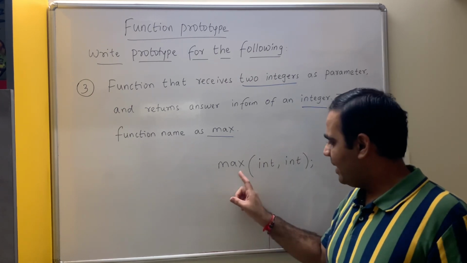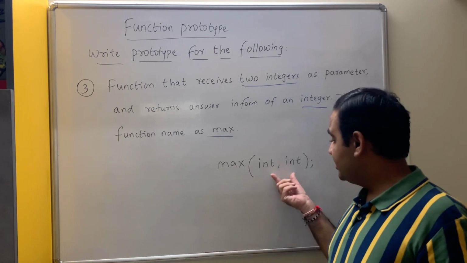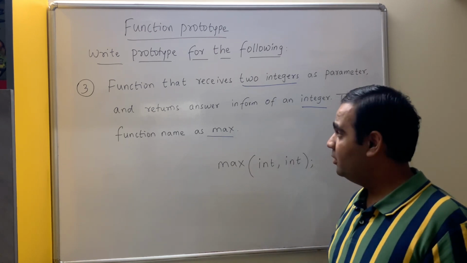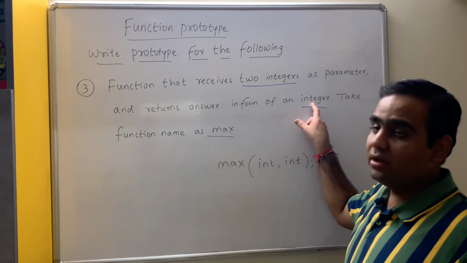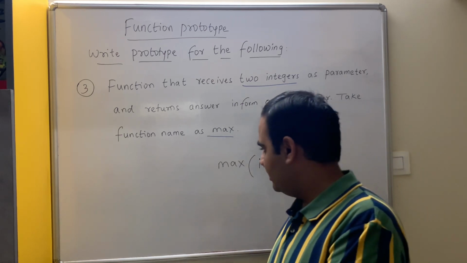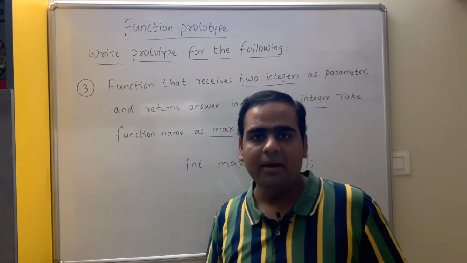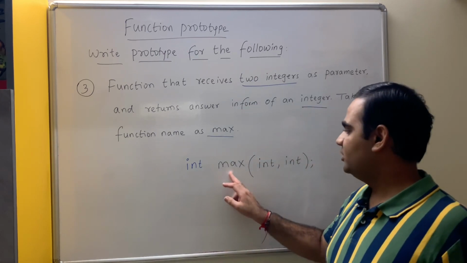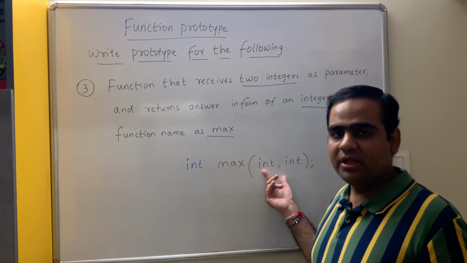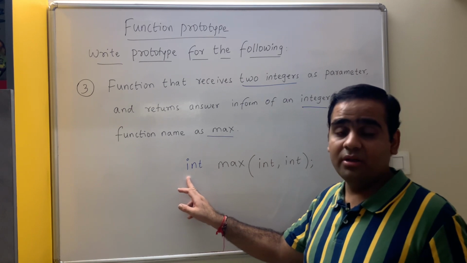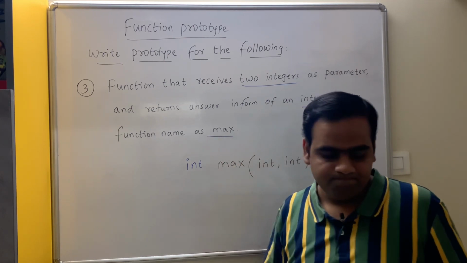What does it say? Max is a function which takes any two integers as input and returns the answer in the form of integer. Therefore, what should be the return type? Return type has to be int. How do we read it? Max is a function which takes any two integers as input and returns the answer in the form of integer.